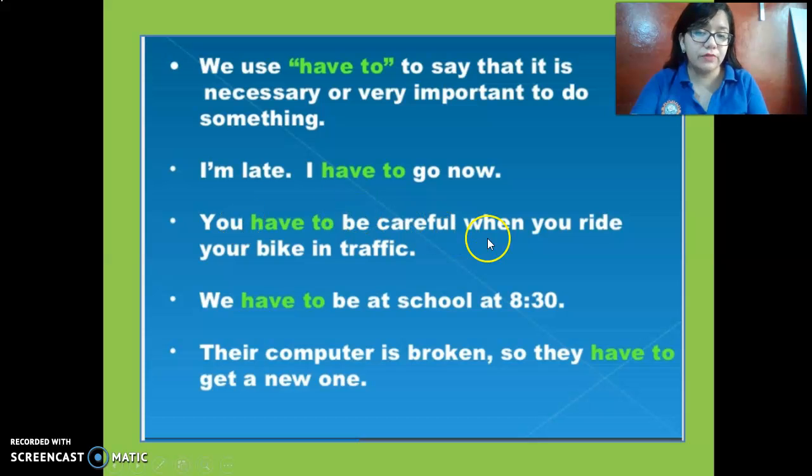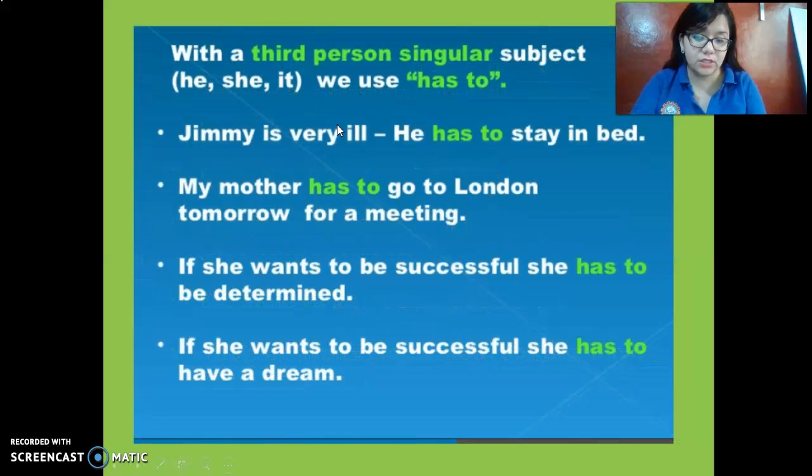You have to be careful when you ride your bike in traffic. We have to be at the school at 8:30. Their computer is broken, so they have to get a new one. So these cases are necessary or very important.